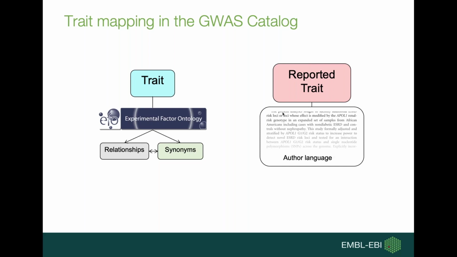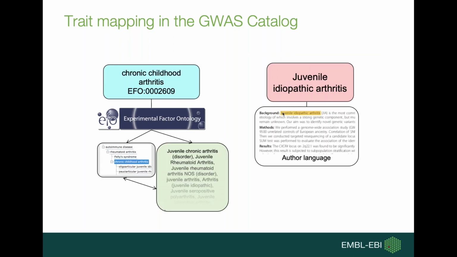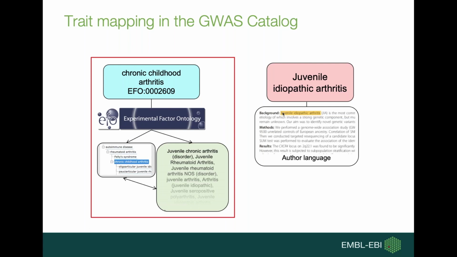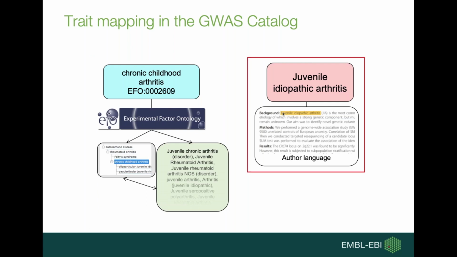So each study is also assigned a free text reported trait, which, similar to the ancestry, closely matches the information that the author has provided us. So for example, here we've annotated the study with the ontology term chronic childhood arthritis, whereas the reported trait uses the author language juvenile idiopathic arthritis, which is also listed as a synonym for chronic childhood arthritis within the ontology. And again, of course, you can see how it accounts for hierarchy, with chronic childhood arthritis a child term of rheumatoid arthritis, which is a child term of autoimmune disease.